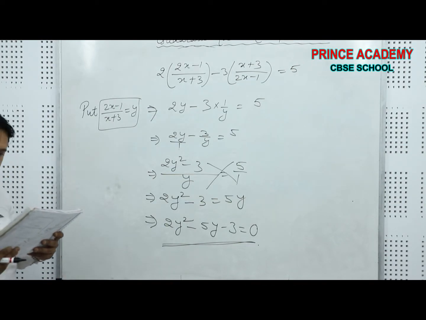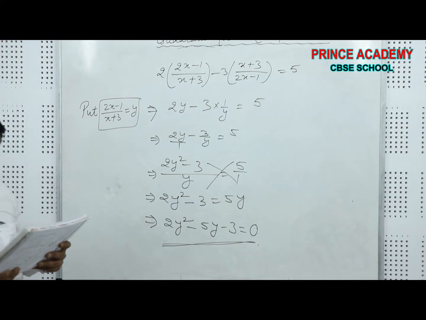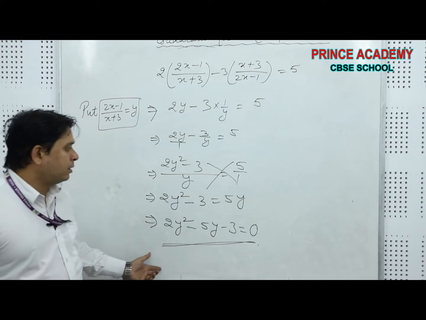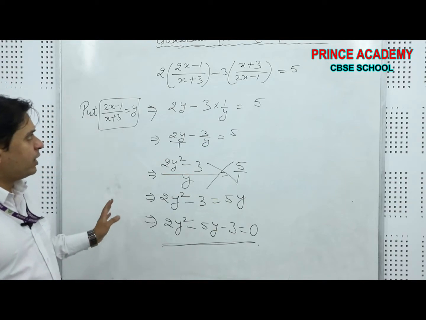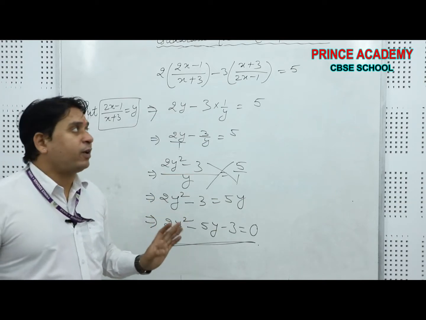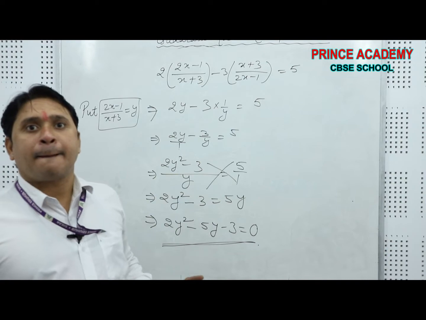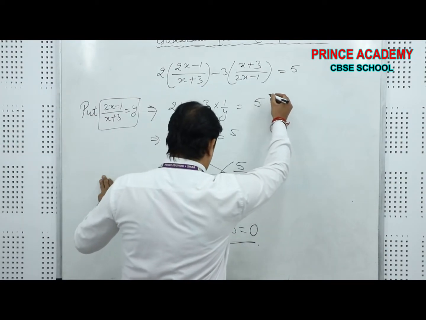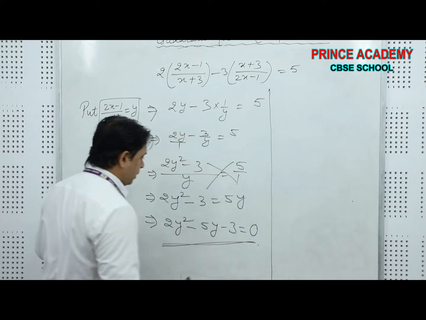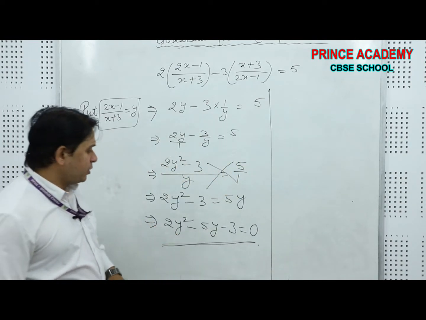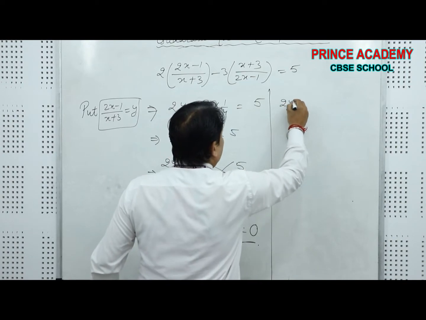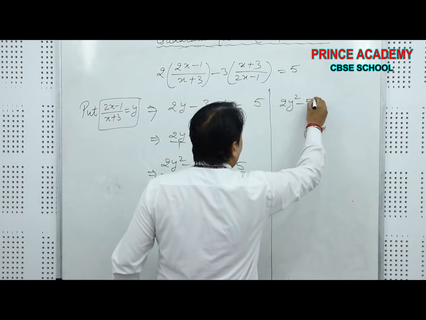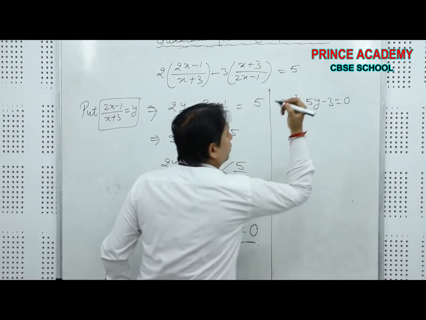2y square minus 5y minus 3 is equal to 0. Done. Now see what we have to do. See beta, I am writing here. This is the quadratic equation you got: 2y square minus 5y minus 3 is equal to 0.